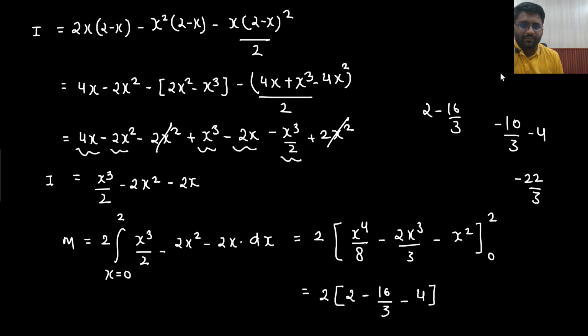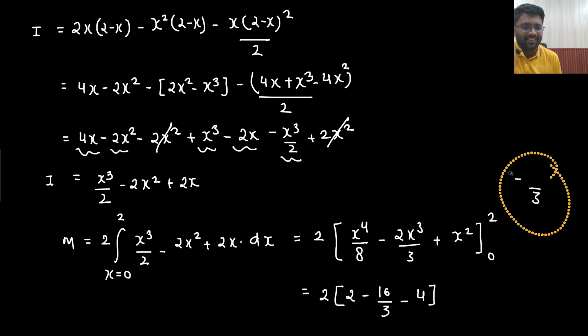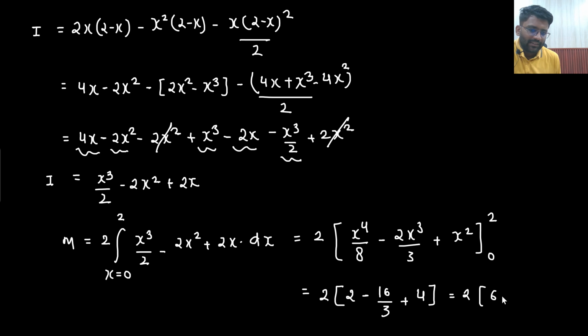Okay. Yeah, so did you notice the mistake? 4x minus 2x is plus 2x. This is plus 2x. This is plus here. That's it. This was the mistake. Right? You put the value here. This will be plus 4 plus 2 is 6. 6 minus 16 by 3. That would be 18 minus 16 by 3. 2 by 3. Answer would be 4 by 3. That's it. This is the answer. 4 by 3 is the answer.